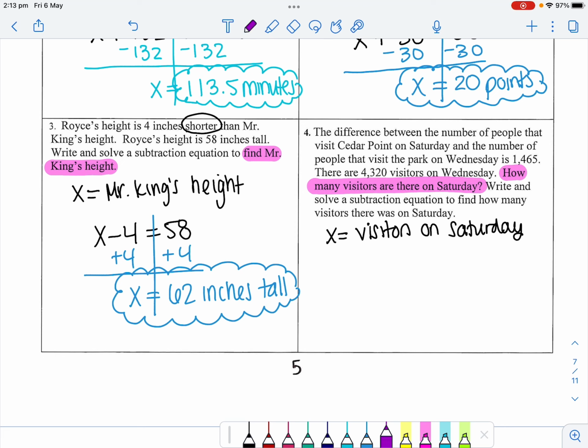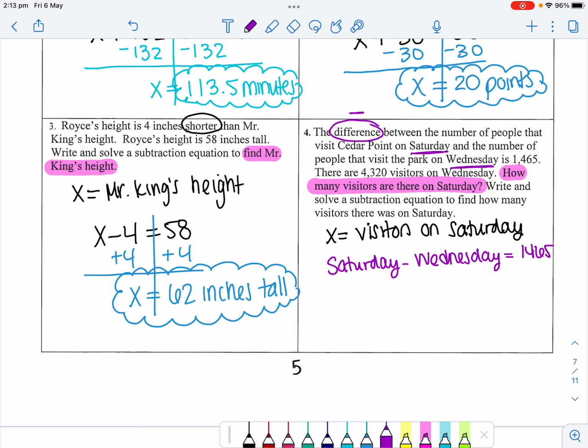And now I'm going to look at my word problem again. So it says the difference, and difference means subtraction. So there's my operation. And it says between the number of people that visit on Saturday and the number of people that visit on Wednesday. So my equation is going to be written as Saturday minus Wednesday is equal to 1,465.